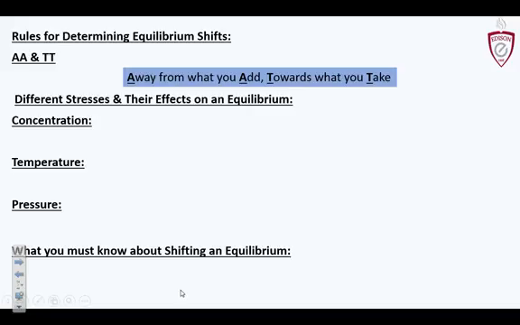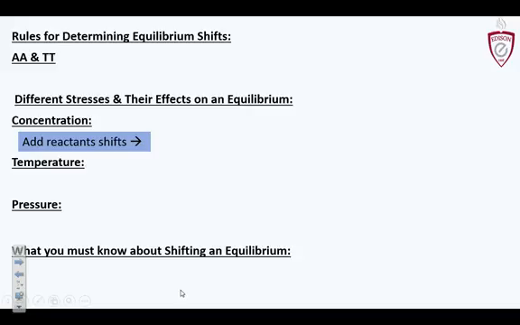So let's give some quick examples, and then we'll get through some real examples. Concentration: if I add reactants, remember reactants are on the left-hand side of the equation, so you shift away from what you're adding, which would now be to the right-hand side. And there are two ways to say this.